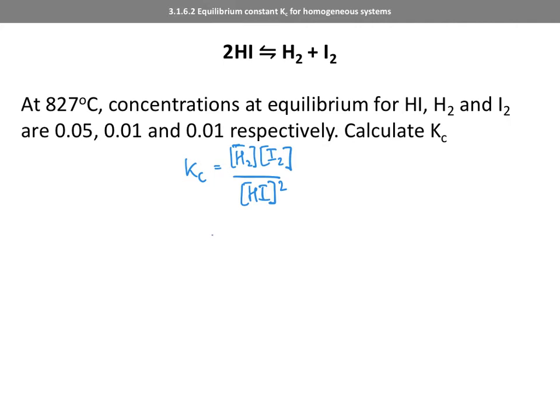So now we insert the numbers. We know that hydrogen is 0.01, and we know iodine is 0.01, and we know that hydrogen iodide is 0.05, all squared, and so that equals 0.04. Now, what this does beg the question is, what about units? I haven't said anything about units yet. How could we know what units these are going to be? Typically, the units are derived from the calculation.